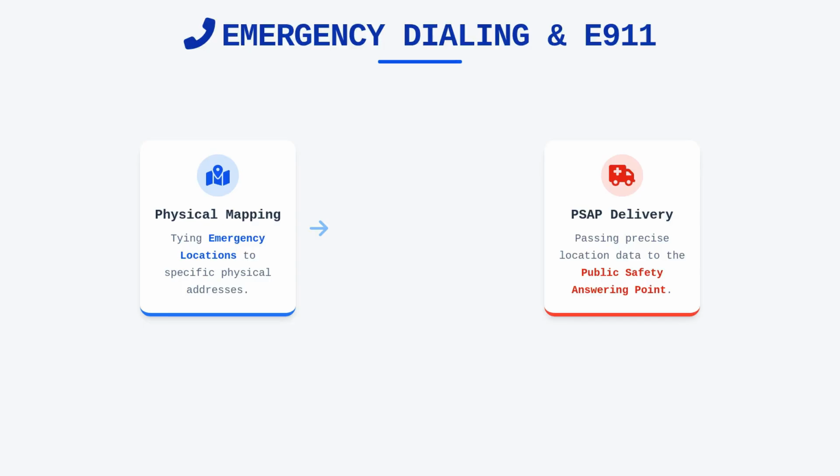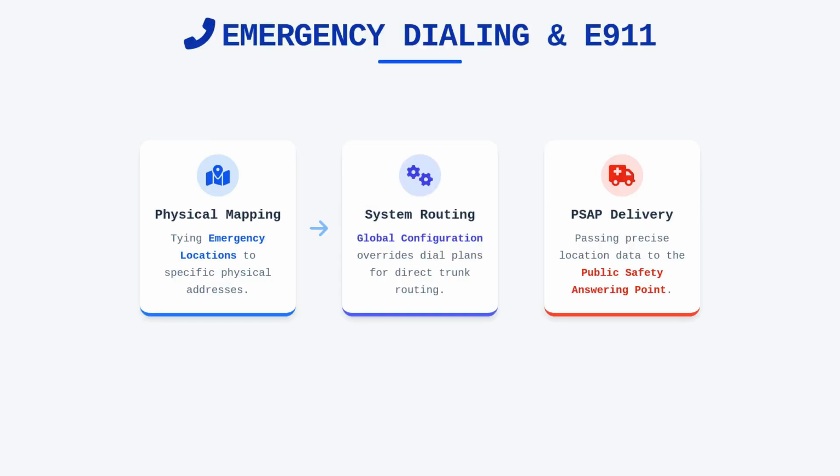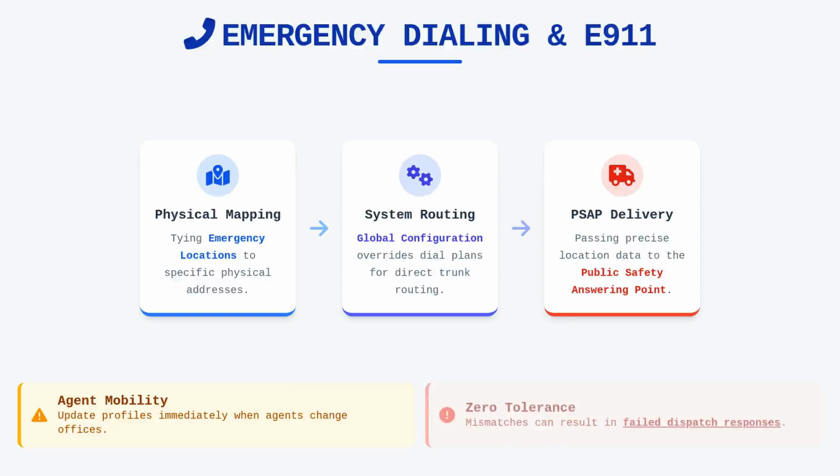This functionality often requires you to configure emergency calling numbers globally, ensuring that the system can override standard dial plans to route these calls directly to the most appropriate emergency trunk. Accuracy here is non-negotiable, as even a minor mismatch between the provisioned emergency service provider and your internal settings can result in failed dispatch responses.